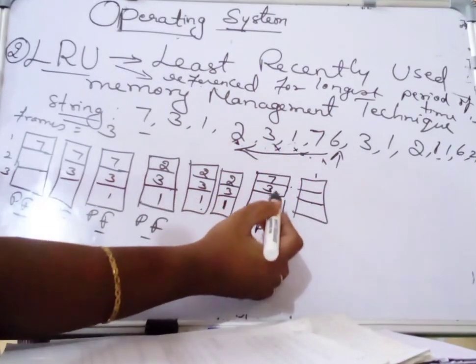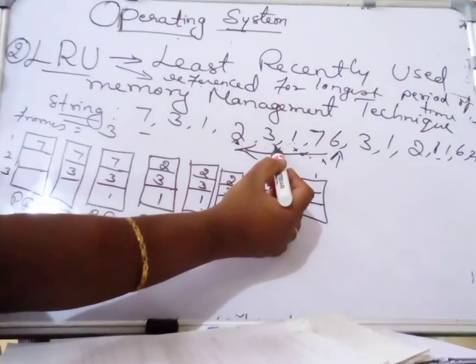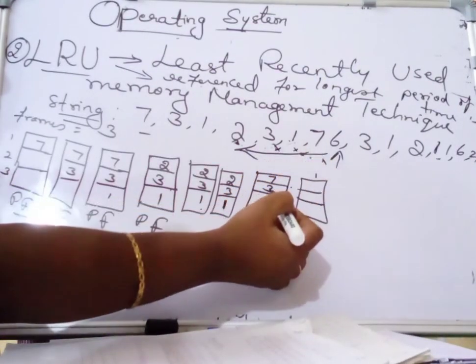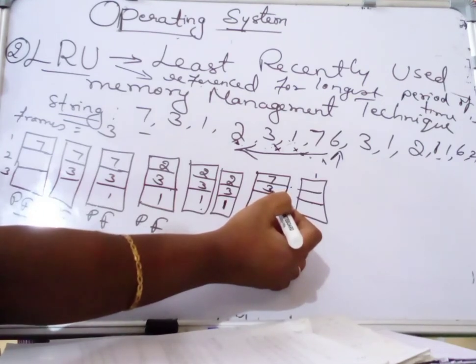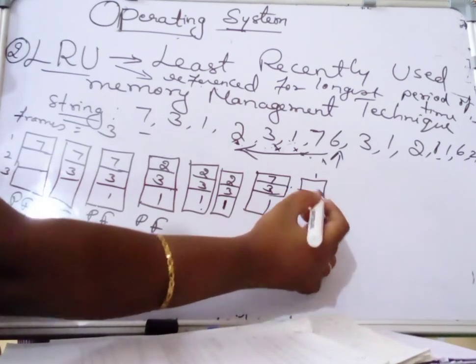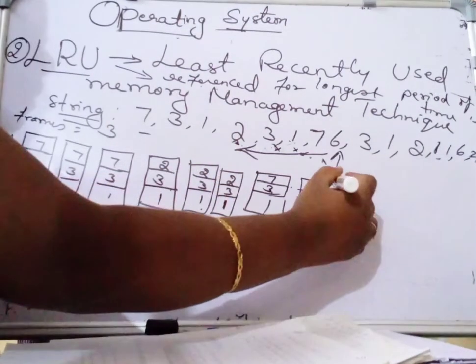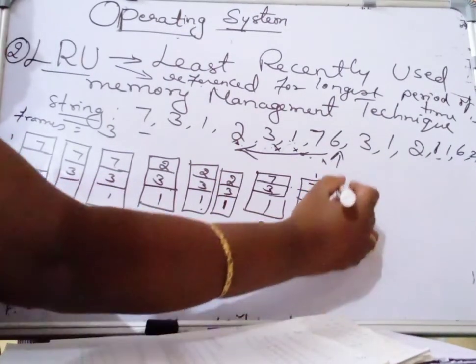Among 7, 3 and 1, which is the oldest page? 3 is the oldest page. The time taken to refer 3 was more compared to 1 and 7, so replace this page location. So here 6 comes in this position. It is 7, 6, 1. This is a page fault.